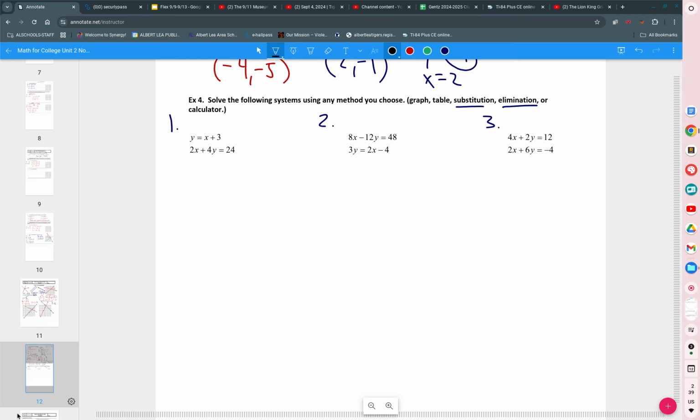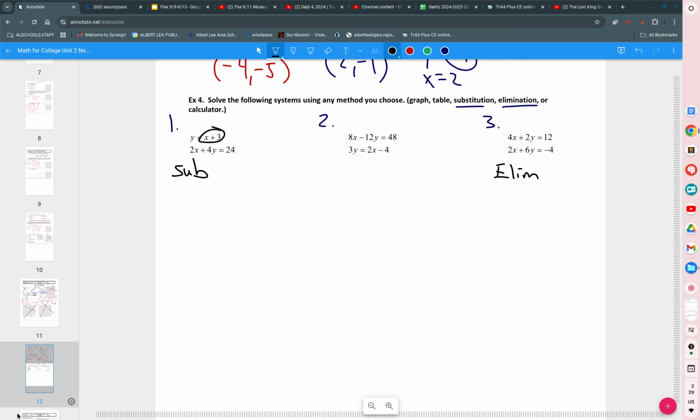What do you think about for number 1? I agree, because y is equal to something. Everybody agree there? For the last one, what would you use? Elimination. Yeah, and I think elimination is great. You see right now that you have the x and y stacked upon each other, don't you? So I think elimination is a great method there.